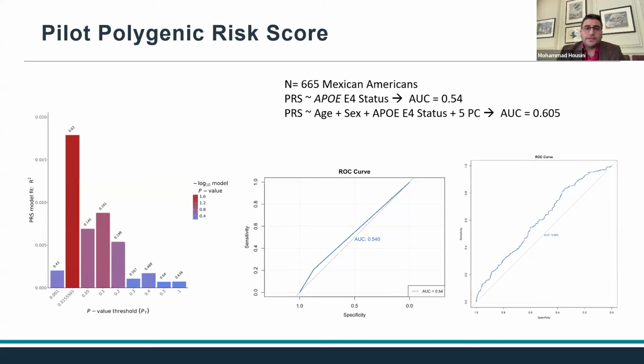And then we did the study again, but accounting for age, sex, ApoE status, and the first 5 principal components. And the area under the curve improved to 0.605. This number may seem kind of low, but in fact, it's quite good for a starting point using just these covariates and in a small sample size.